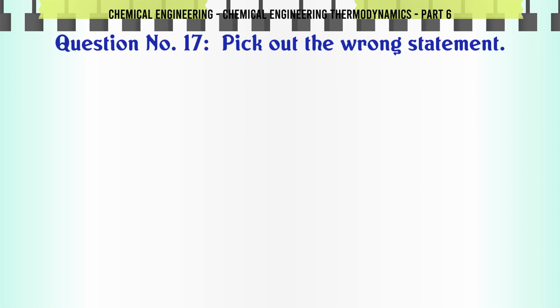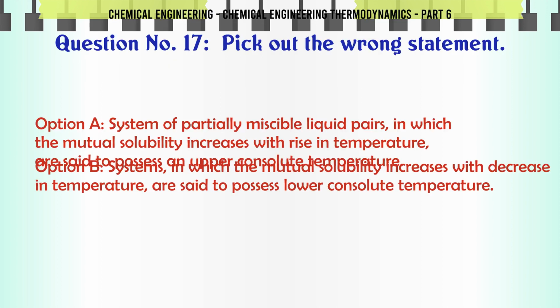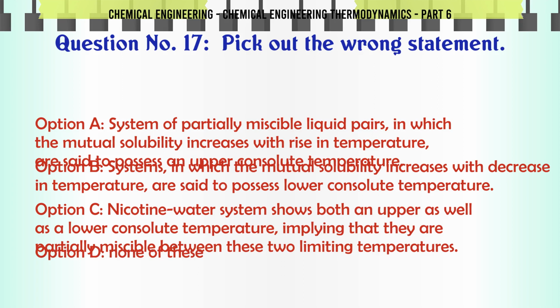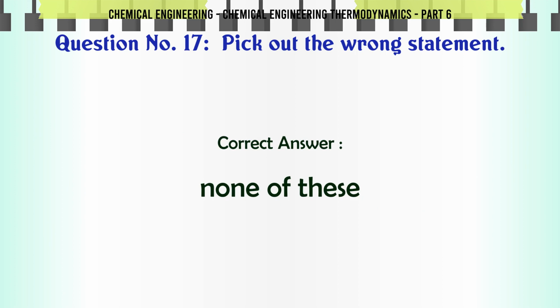Pick out the wrong statement. A) A system of partially miscible liquid pairs in which the mutual solubility increases with rise in temperature are said to possess an upper consolute temperature. B) Systems in which the mutual solubility increases with decrease in temperature are said to possess lower consolute temperature. C) Nicotine-water system shows both an upper as well as a lower consolute temperature, implying that they are partially miscible between these two limiting temperatures. D) None of these. The correct answer is none of these.